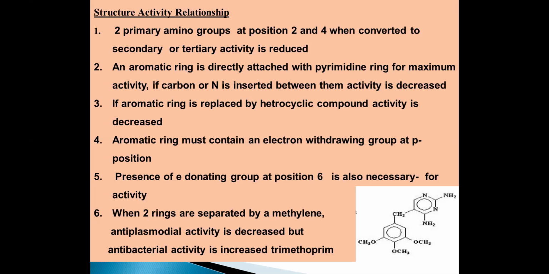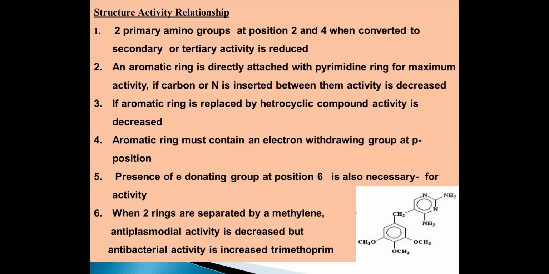The aromatic ring should contain an electron withdrawing group at the para position. So electron withdrawing groups like chloro, CF3 and others can be present at the para position. Presence of an electron donating group at the 6th position is necessary for the activity. So these are the criteria which are necessary for your anti-malarial activity.